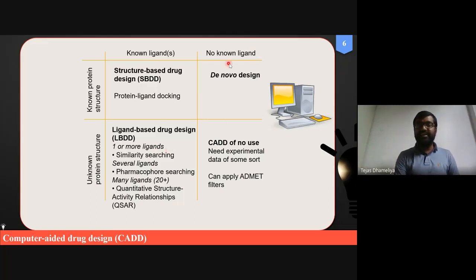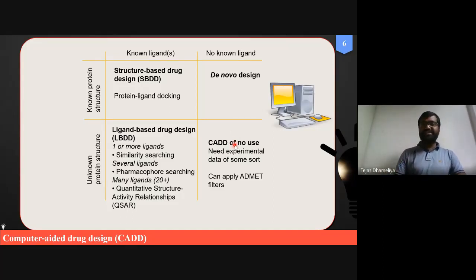The third technique is where we don't know the structure of the ligand, but we know the structure of the protein. Then de novo drug design can be useful. So this is one of the techniques where we can use computer aided drug design. But let me tell you, if we don't know the structure of the ligand and we don't know the structure of the protein, then computer aided drug design is of no use. So under these conditions, CAD cannot be useful.